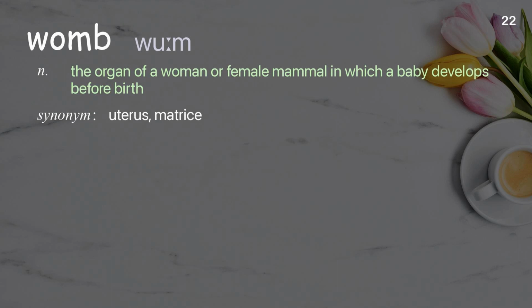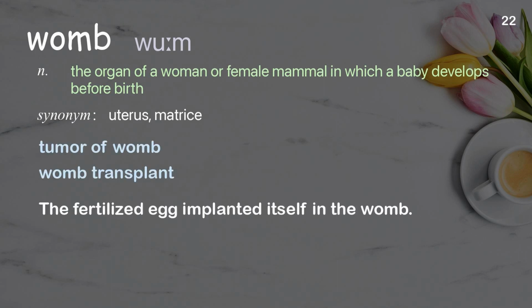Womb. The organ of a woman or female mammal in which a baby develops before birth. Examples: Tumor of womb. Womb transplant. The fertilized egg implanted itself in the womb.